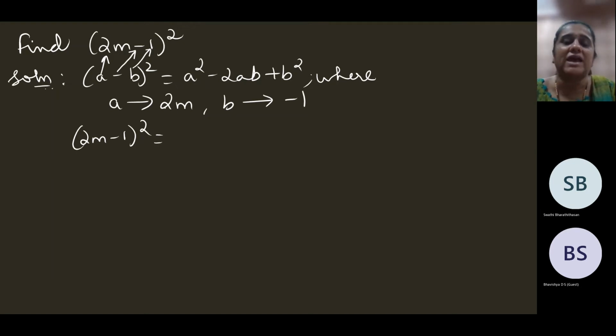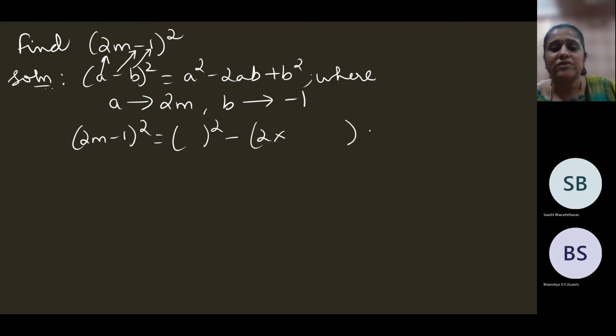Clearly, the given expression looks like (a − b)². So (a − b)² is the question. Then the answer is a² − 2ab + b². So you should take help of the identity to answer the given expression. So (2m − 1)² is equal to, you must write a², then minus 2ab, minus 2 into a into b, then plus b².